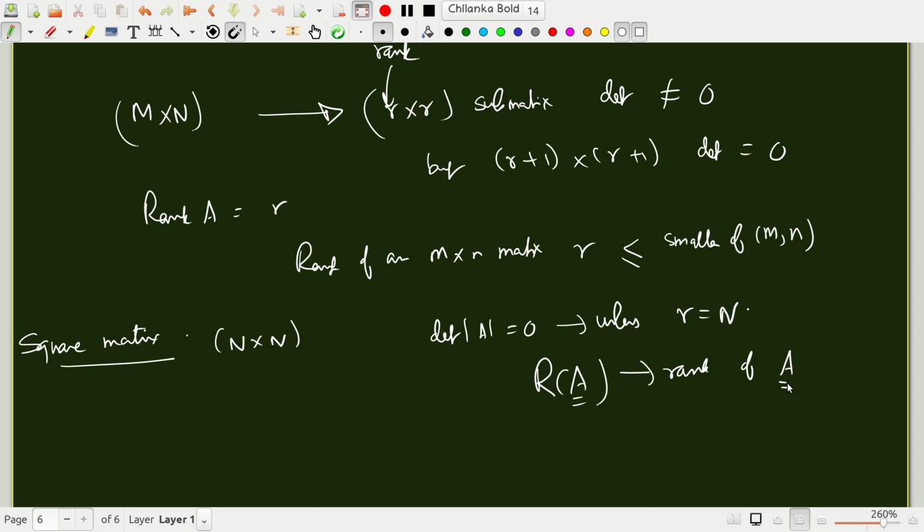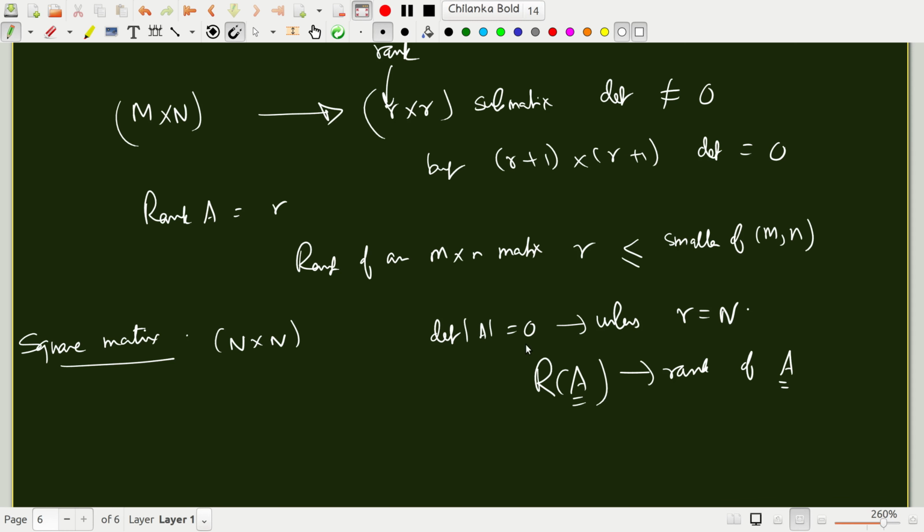Okay, so the determinant of a square matrix will be 0 unless its rank is equal to its order. Okay, if the determinant of an n by n matrix is 0, then the rank is definitely not n, it is something smaller. Okay, so I think I'll stop here for this module.